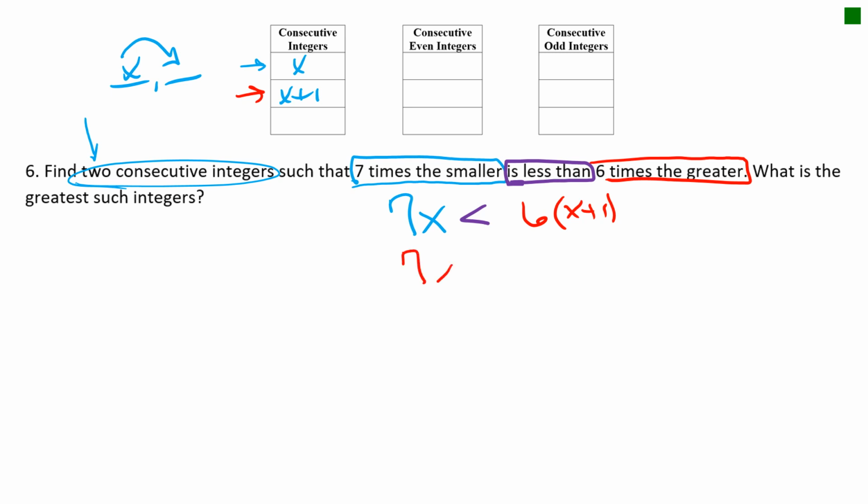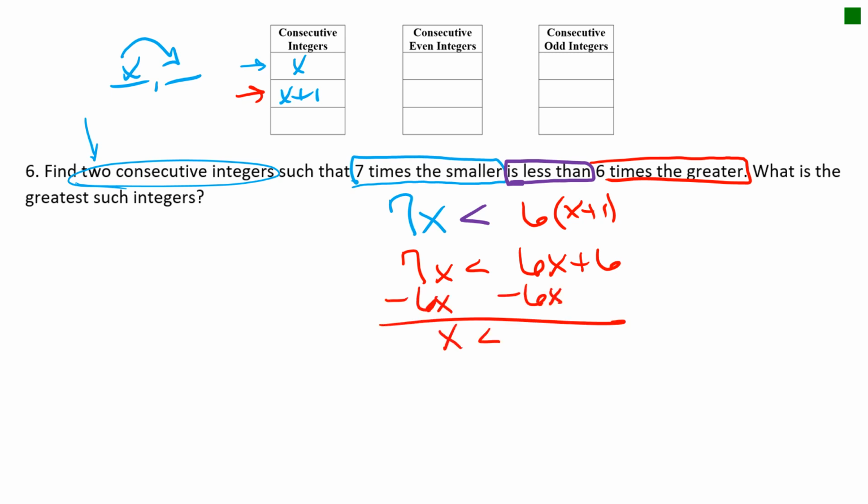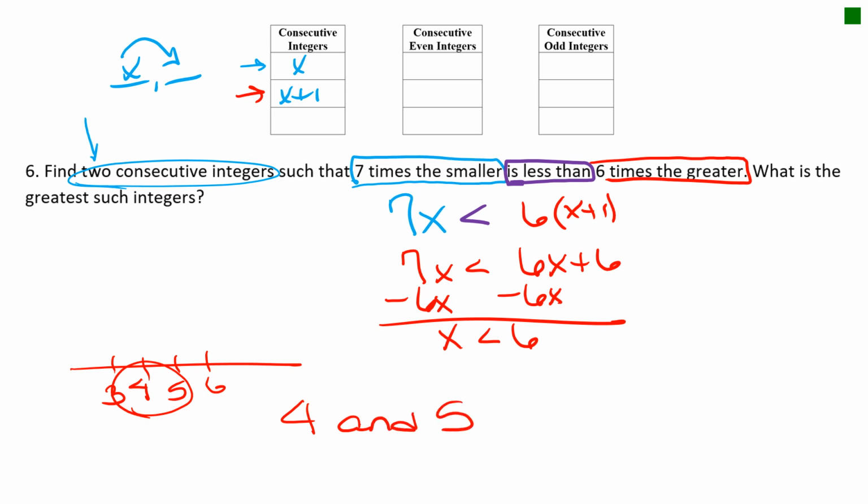Okay, so over here I have 7x, keep your less than, distribute 6x plus 6. I'm going to subtract that 7x. So I have x is less than 6. What is the greatest such integers? So if I'm less than 6, again, here I am at 6, at 5, at 4, at 3. So can 6 be my number? Nope. So it would have to be 4 and 5.